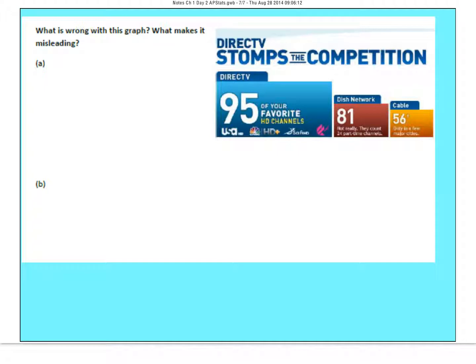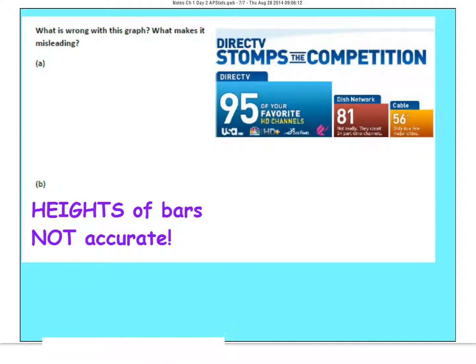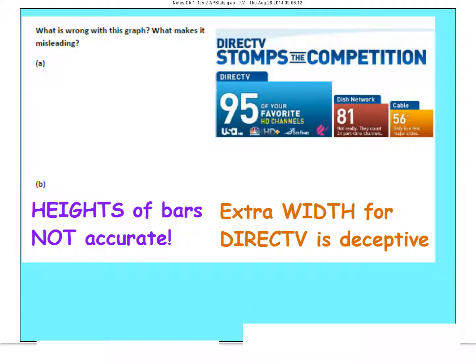Well, one thing you might say is misleading is to look at the actual heights of the bars. If this is 95% high, 81% here is almost half of that 95% bar, so that is very deceptive. So the first thing I would say is the heights of the bars are not accurate. The other thing that's very deceptive is the width of the bar. Obviously, they want you to buy DirecTV. That's their focus. This is very wide, this is narrow, and this is even more narrow. So the extra width for DirecTV is incredibly deceptive and is going to make consumers of this ad probably go more toward the DirecTV option.